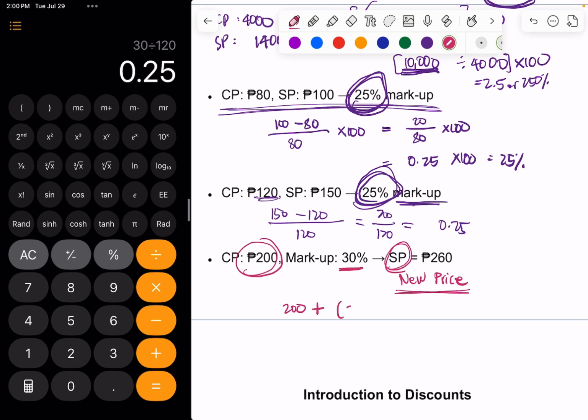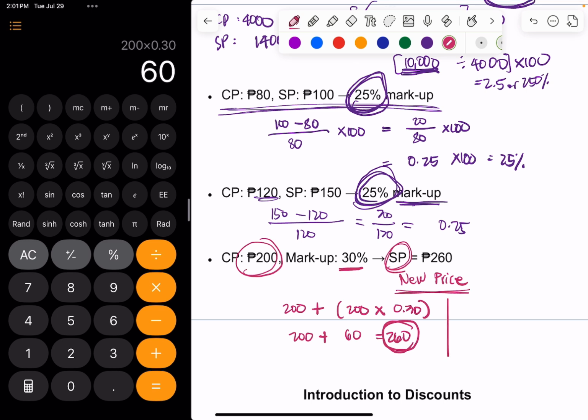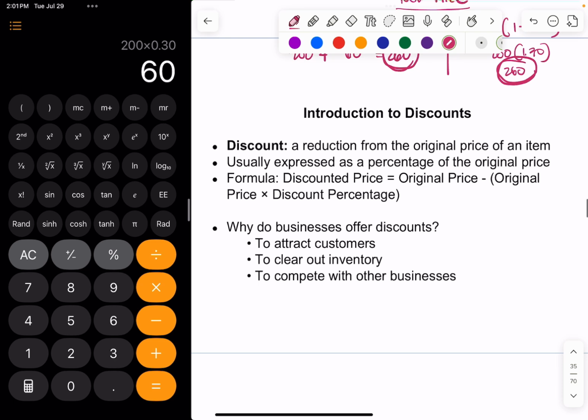So, that means 200 times 30%. So, 200 plus, unsa may 30% ni 200. So that is 60. So you'll have 260. Now that is the new price. Or you can also have the other method. 200 times 1 plus 0.30. So 200 times 1.30, you'll have 260. The same answer. Now let's discuss discounts.